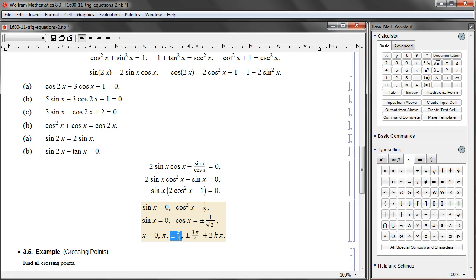Plus or minus pi over 4, plus or minus 3 pi over 4 is the way I wrote it. That's equivalent because if you take negative pi over 4, that's equivalent to 7 pi over 4. And negative 3 pi over 4 is equivalent to what? 5 pi over 4. Yes. And 2k pi will cover everything.